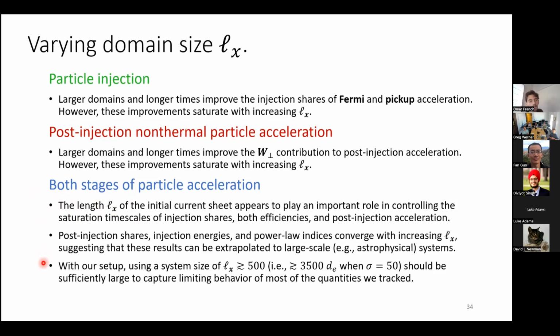On the topic of convergence with domain size, for some quantities we find convergence, and for other quantities we're maybe coming close to convergence. It seems that using a system size of Lx greater than 500 or so, or in other words, 3,500 skin depths when using magnetization of 50, will be enough to capture most of the limiting behavior that we studied in this talk. Of course that depends on what quantities you want to look at, but for the quantities we've looked at, this will suffice.